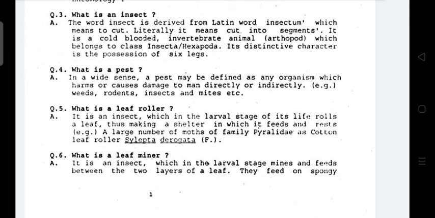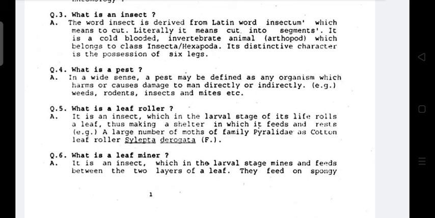What is a pest? In a wide sense, a pest may be defined as any organism which harms or causes damage to man directly or indirectly, like weeds, rodents, insects, mites. There are different kinds of weeds, broad leaf and narrow leaf, which cause damage to our crops. Rodents cause damage to our crops. Insects directly affect our health, or they may indirectly cause damage.